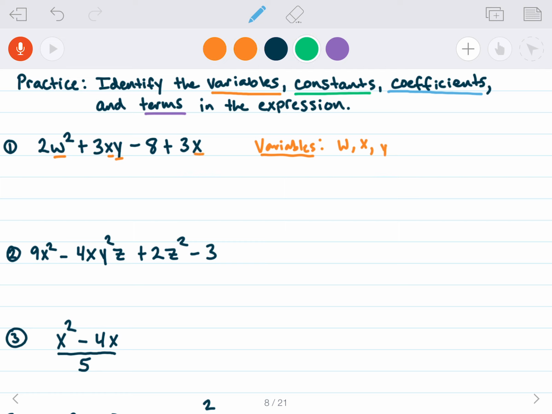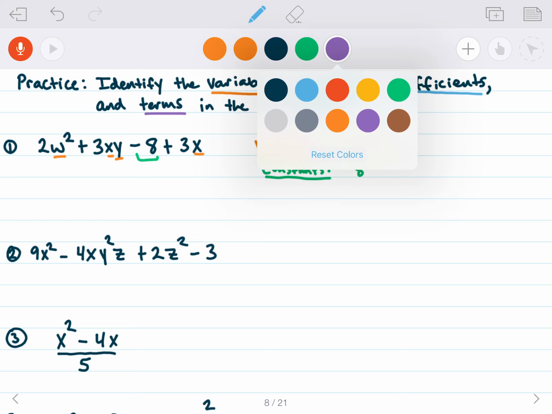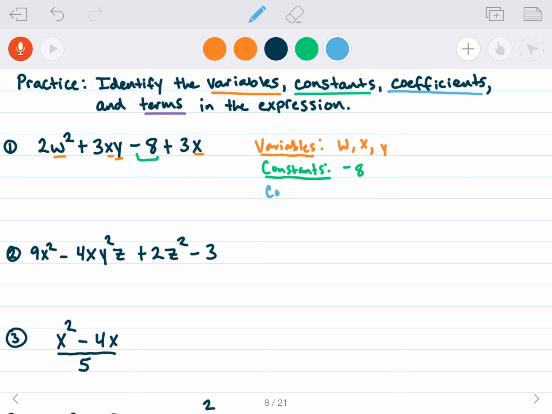Now the constants are just the numbers, not attached to variables. So the constant here, there's only one, it's just -8. The constants are numbers that are not attached to variables. The coefficients are the numbers that are attached to variables. So for the coefficients, we have 2 because that's attached to a W squared.